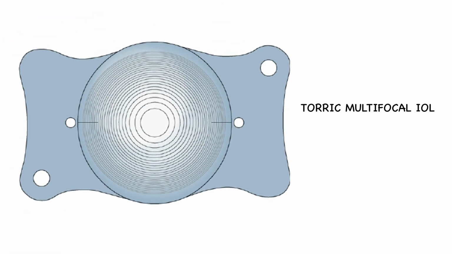Another type of multifocal IOL is a toric lens. This is not required for everyone. Toric just takes care of the astigmatism part. Somebody who has a high astigmatism will require a toric multifocal IOL to take care of distance and near vision.